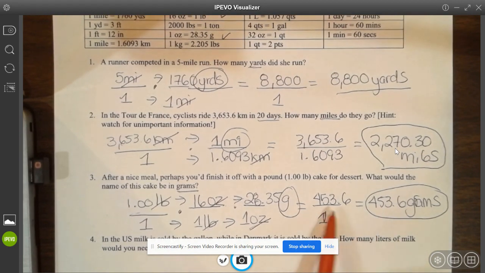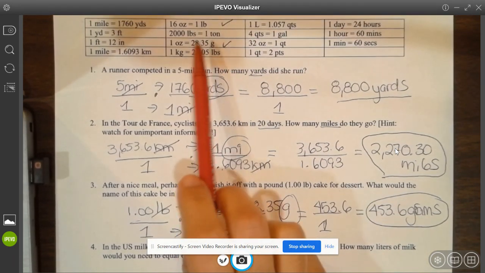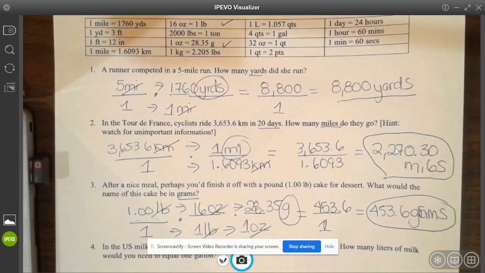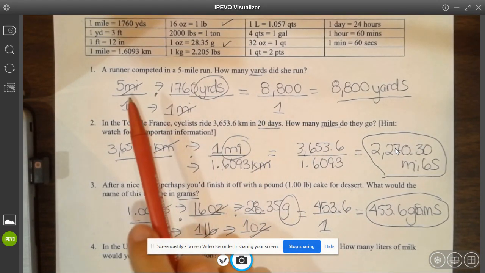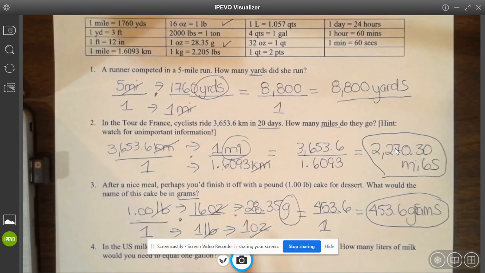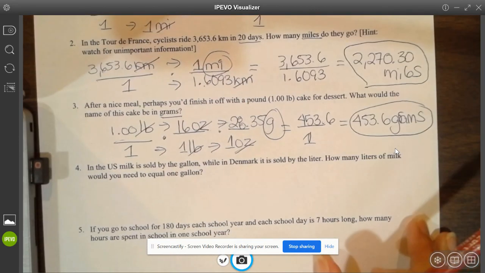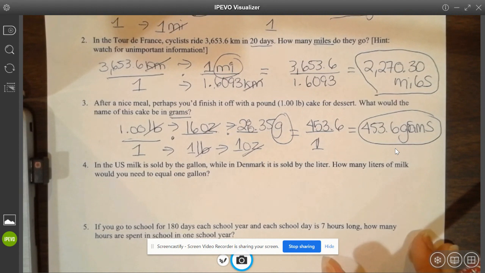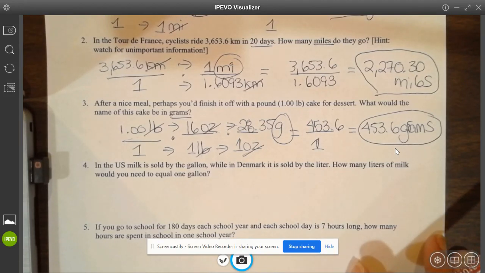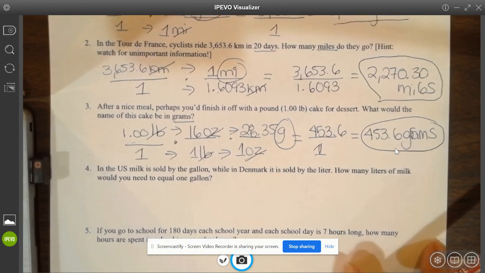So notice that that's why I use two different ones, because there's not a direct fact. In these two, we just found whatever miles is in yards, but this one we didn't. We had to use multiple ones. All right, let's go to the other one. In the U.S., milk is sold by the gallon, while in Denmark, it is sold by the liter. How many liters of milk would you need to equal 1 gallon?